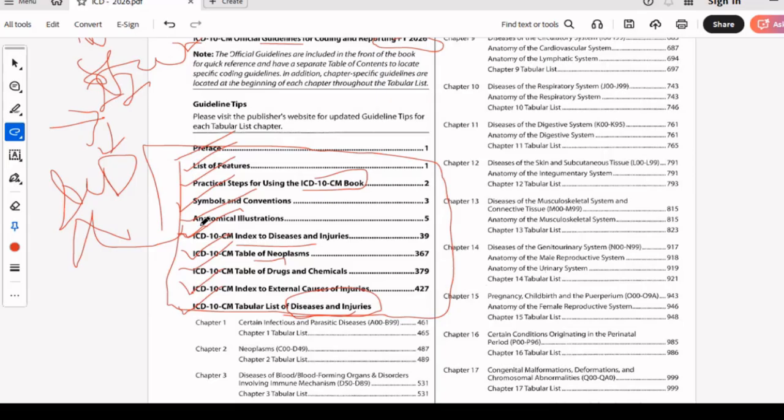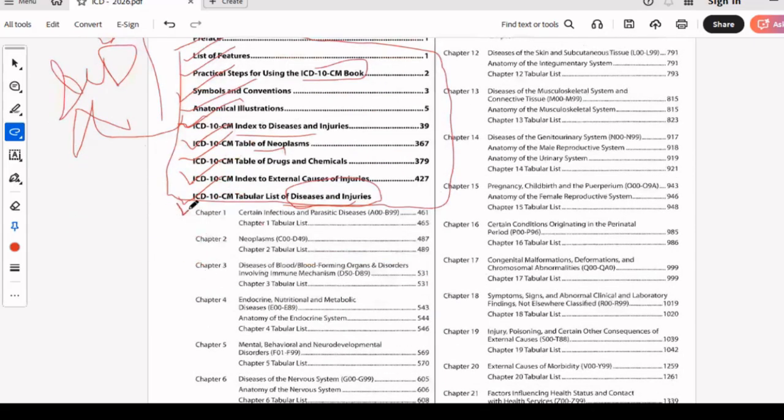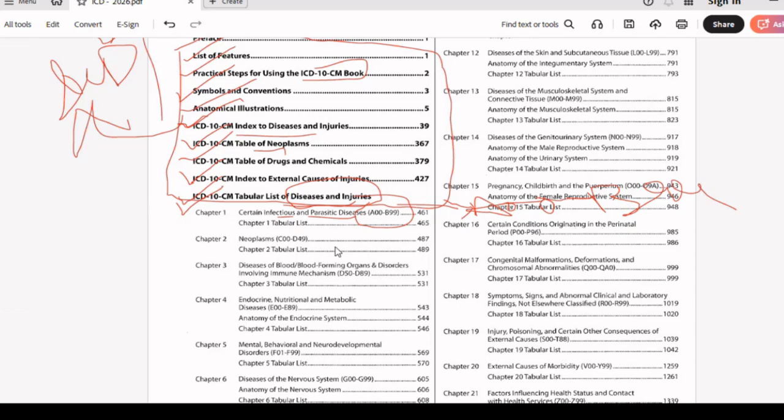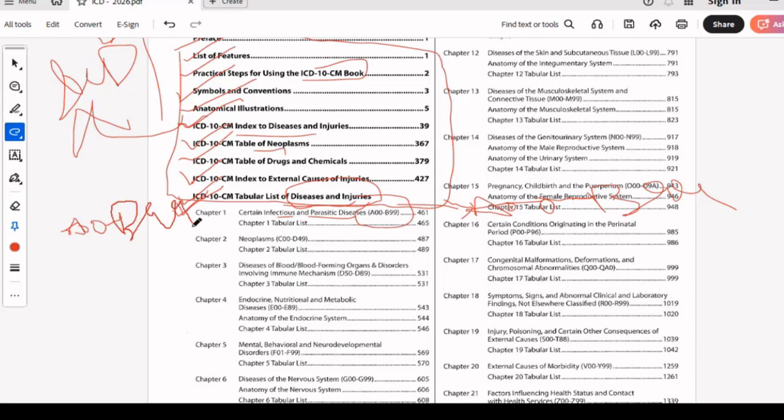If we check chapter 1, it is certain infections and parasitic diseases, and these codes are in the range A00 to B99. So what does it mean? It means that whatever infections are there in the body, all those infections are placed in chapter 1. So whatever codes you see, A00 to B99.